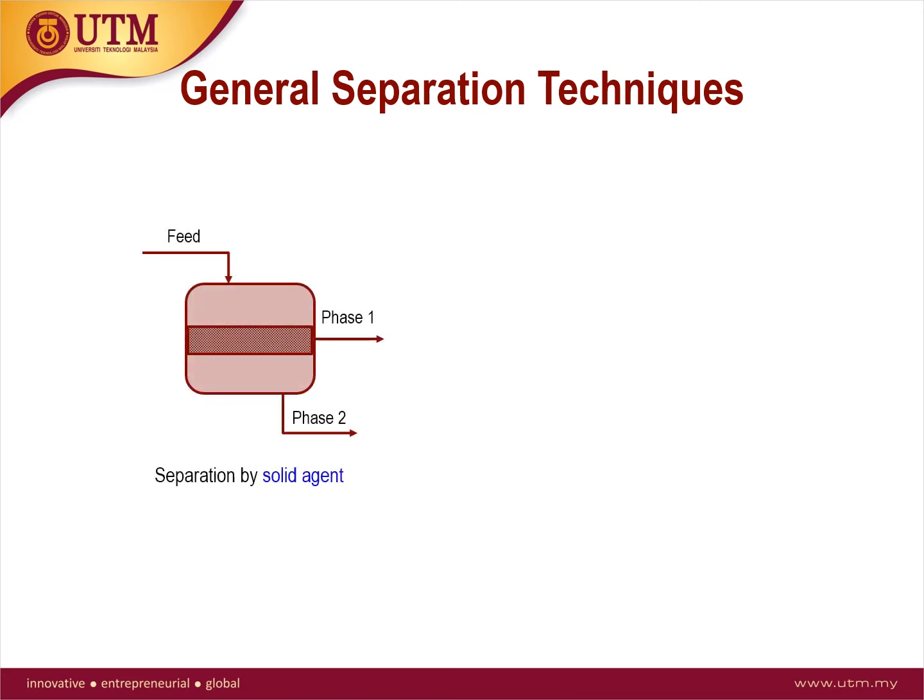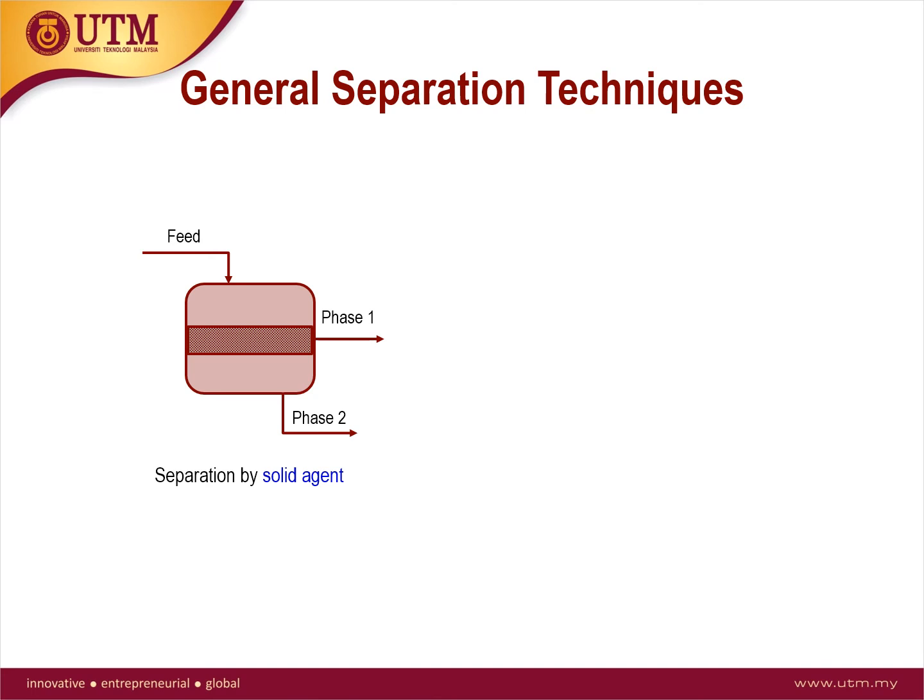The fourth separation process is called separation by solid agent. The separation by solid agent requires the addition of solid particles that act directly or as inert carriers for the separation process. For example, the adsorption process, chromatography process, and ion exchange process.